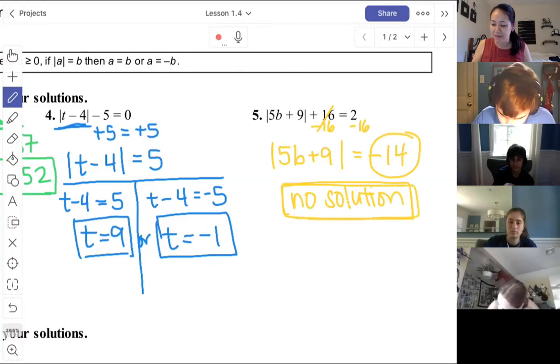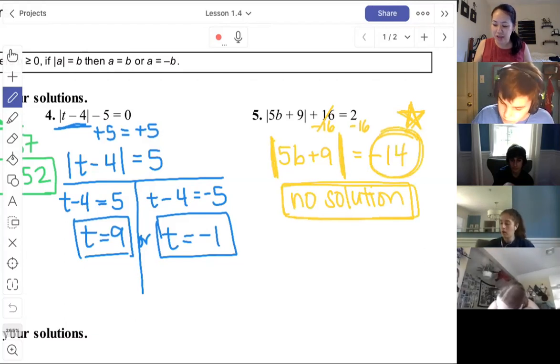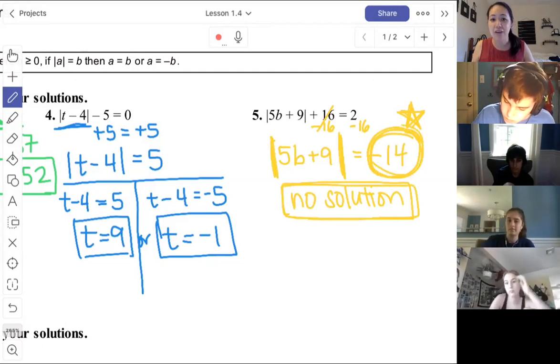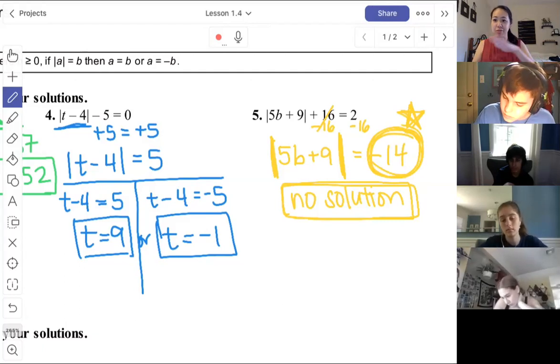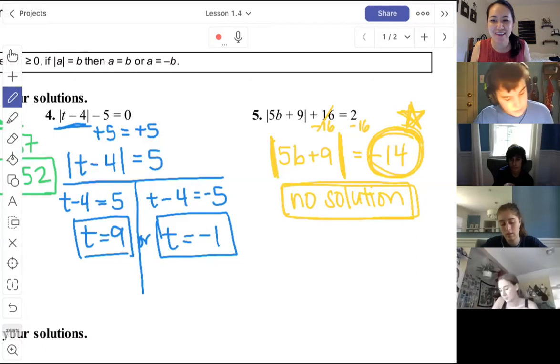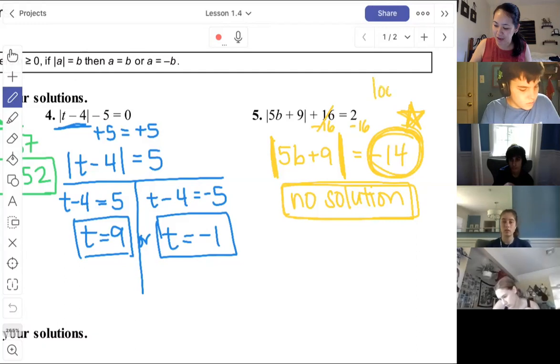All right, so this is what you have to look out for. Once you've isolated your absolute value, check and make sure that the right-hand side is positive. If it's positive, like number 3 and 4, you can keep on going. But for number 5, if it's negative, you're done. No solution. Game over. All right, questions on that? Okay, so I'm going to write here, look out for negatives.